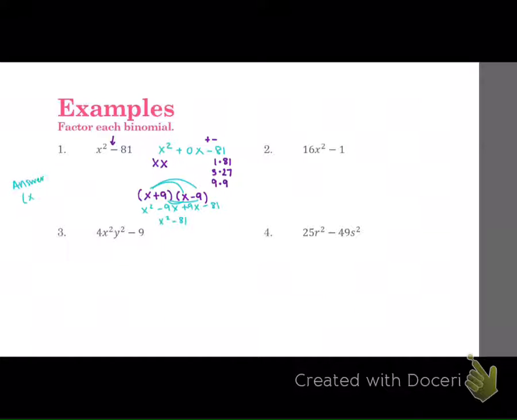If you can recognize these are perfect squares, this pattern will happen every single time. If you can recognize that x squared is a perfect square and 81 is a perfect square, you do not have to think about it like this at all.